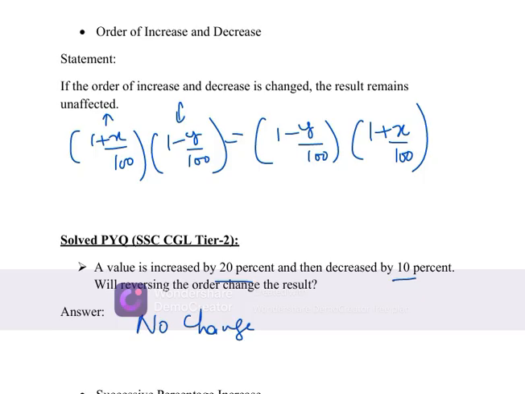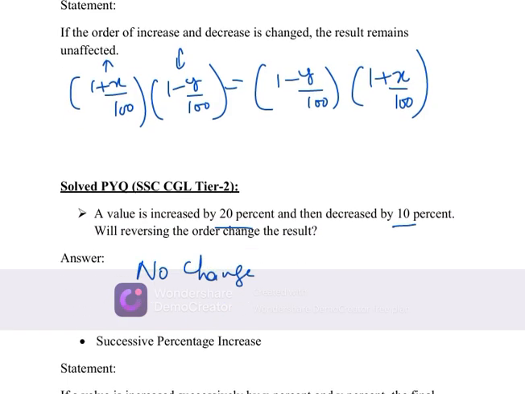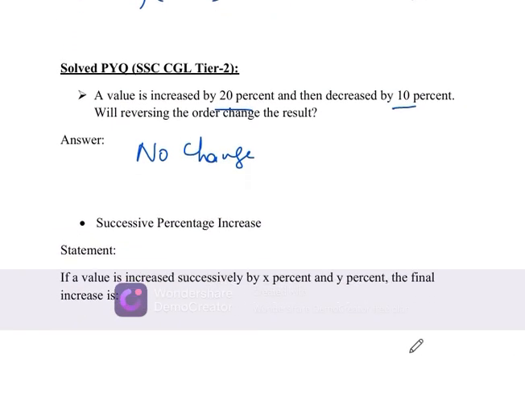Next, let's go to the topic of successive percentage increase. If a value is increased successively by x% and then by y%, what is the final increase? Like we have studied before, in the case where the value was increased by x% and then decreased by y%, the formula is similar to that. It is x plus y, which is the sum of changes, plus x into y by 100. This will give you the final increase in the value.